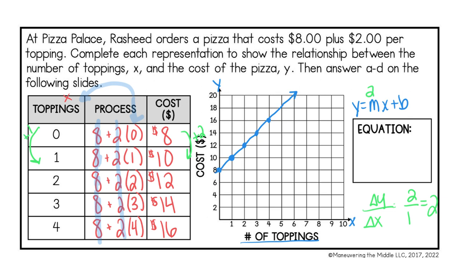Our b, or our y-intercept, is where it crosses the y-axis or where x is 0. So when he gets 0 toppings, he pays $8. So that means our b is 8.